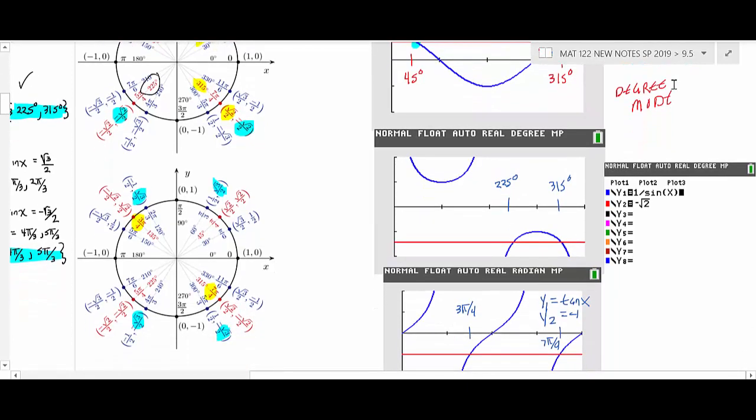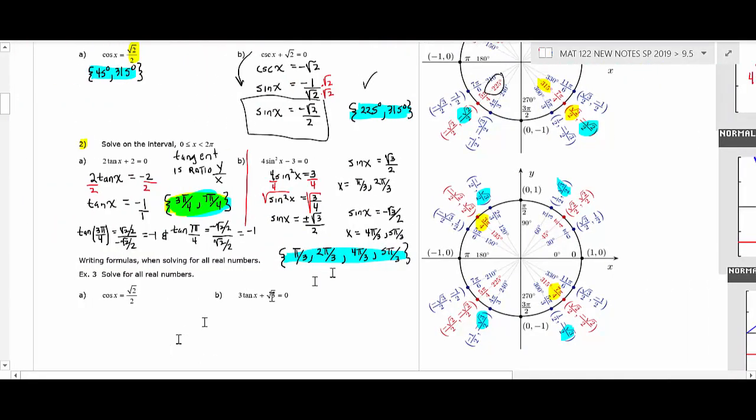What I did on the next one here is ultimately we were doing the equation cosecant x equals negative root 2. So I just put in 1 over sine, because 1 over sine is cosecant, and then I did negative root 2. So I just did this. And what happens is the points of intersection are here and there, and if you trace 225 and 315, you'll see that the calculator is going to be blinking on those intersection points, so visually you can tell you're correct.